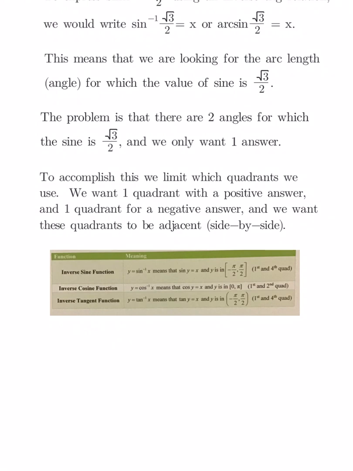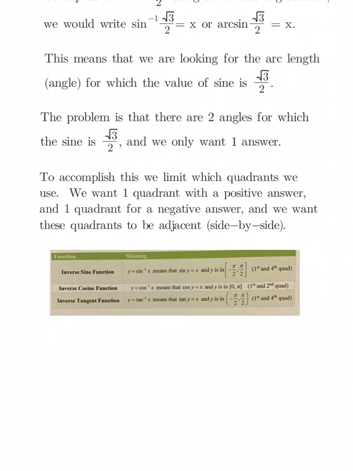This figure that I have put into place here now shows which quadrants we use. If we have an inverse sine function, we use the first and the fourth quadrants. The first quadrant gives us our positive values of sine, and the fourth quadrant gives us our negative values of sine. For an inverse cosine function, we use the first and the second quadrants. The first gives us positive values for cosine, and the second quadrant gives us negative values for cosine. For tangent, we go back to the first quadrant and the fourth quadrant, the first for positives and the fourth for negatives.